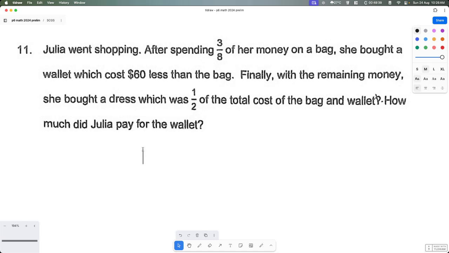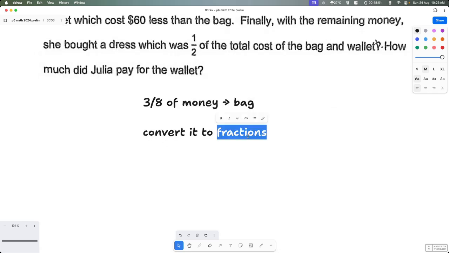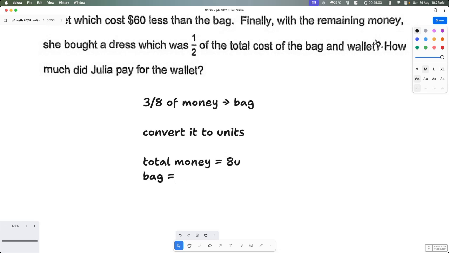after spending 3/8 of her money, so 3/8 of money is equal to the bag. Let's convert it to units, not fractions. So that means total money is equal to 8 units, and the bag is equal to 3 units.